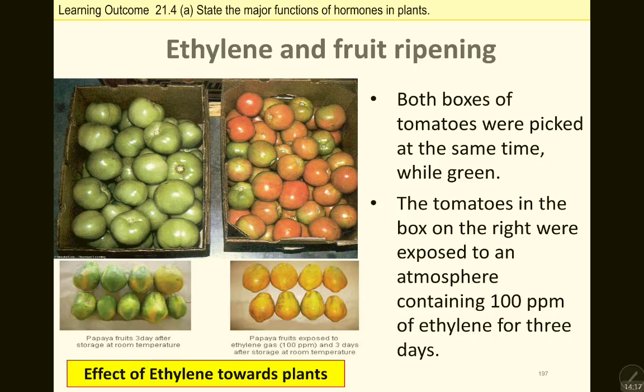Okay, so they show you the diagram on the effect of ethylene in the fruit ripening. Both of these tomatoes, they picked at the same time. This one, they did not apply ethylene. This one, they applied ethylene. So you can see that after applying ethylene, it already ripened.